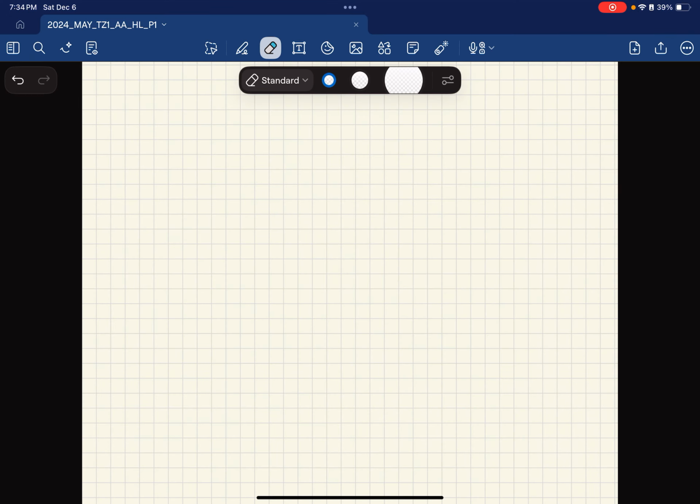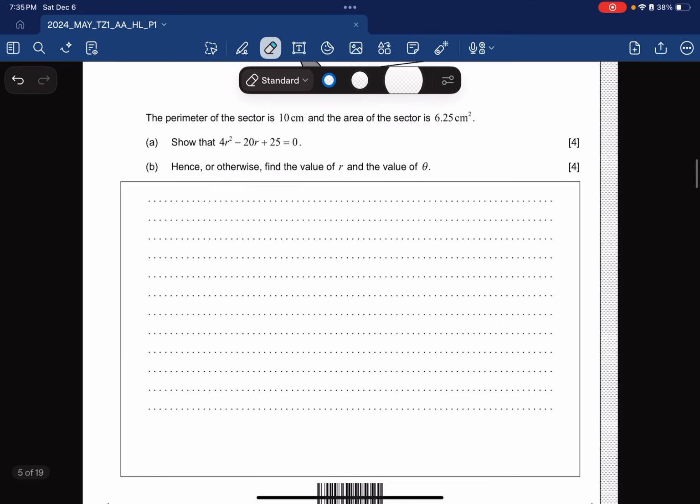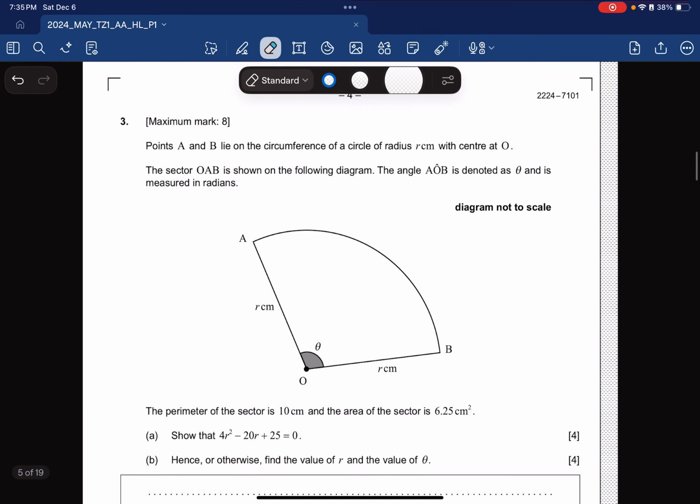Alrighty, so let's go for the third question today. We are going to go ahead and start to solve this one.